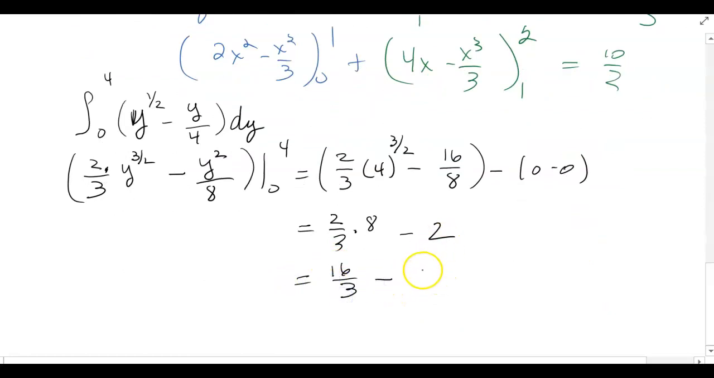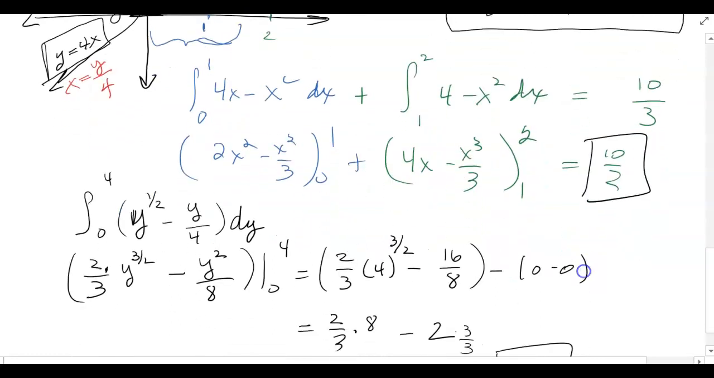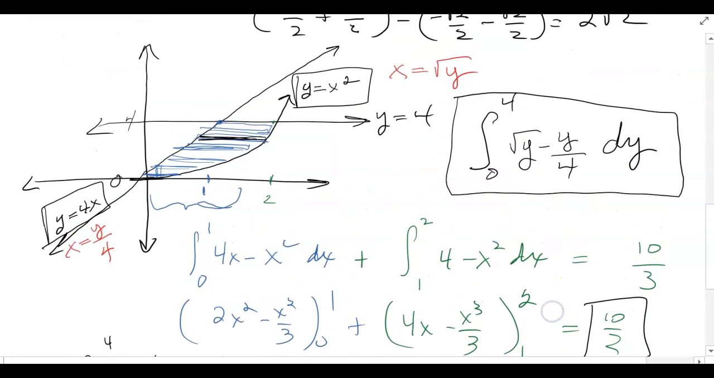Well, I'm going to put that over 3. So I'm going to multiply by 3 over 3. 6/3, so 16/3 minus 6/3, 10/3. The same that I got up here. But done with one single integral as opposed to two in two different regions.